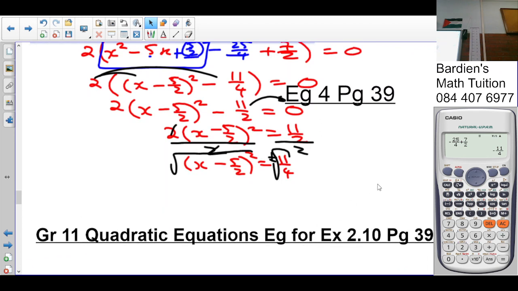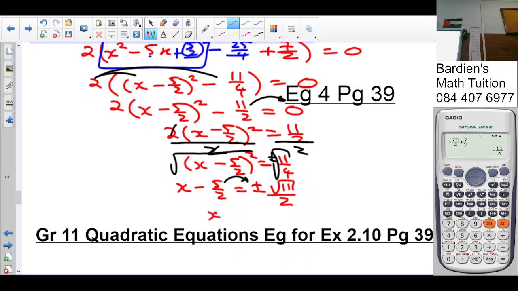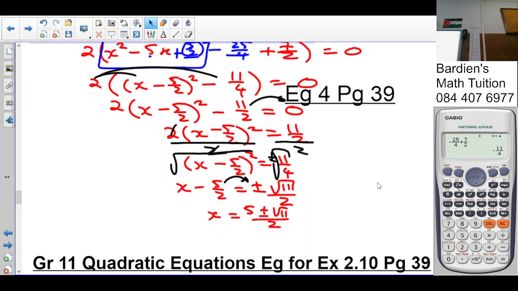Okay. So that will simply give us x minus 5 over 2 is equal to plus minus, that in the calculator is going to be the root 11 over 2. Of course I take that over the equal sign. As you can see, the denominators are the same, so it will be simply 5 over 2 plus minus the square root of 11 over 2, which is 5 plus minus the square root of 11 over 2. Okay. Now remember, the question says you must write it in decimal.